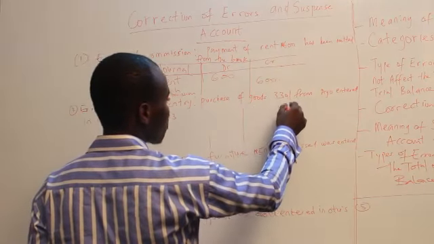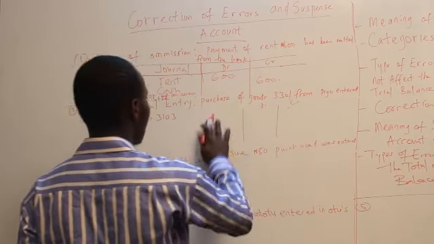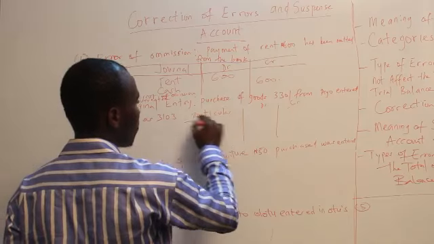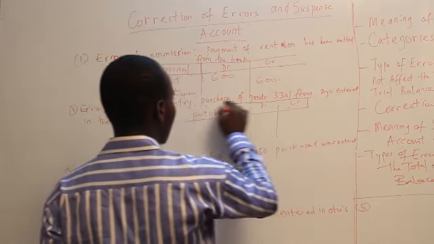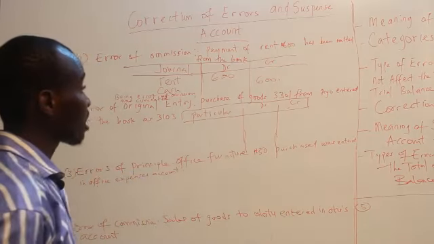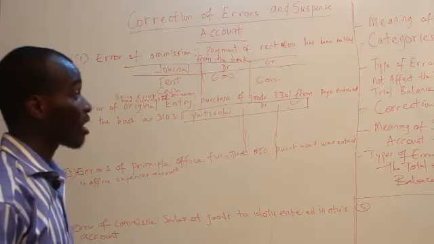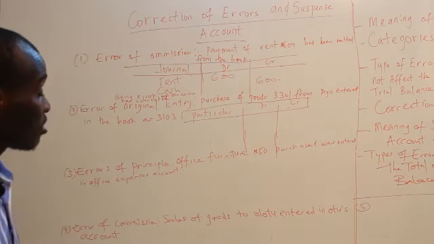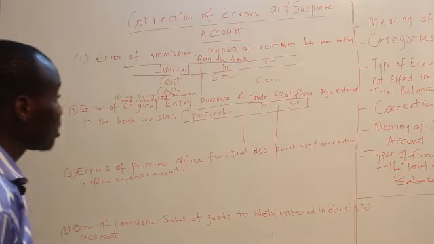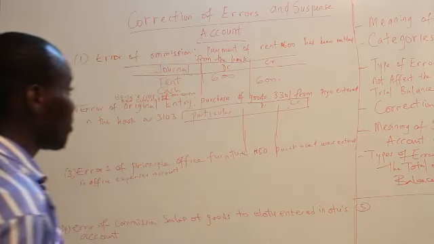So we have the debits, we have the credits. Now we have the purchase account and Ayo account. If at all we have the correct figure, Ayo account is going to be credited while purchase account is going to be debited.